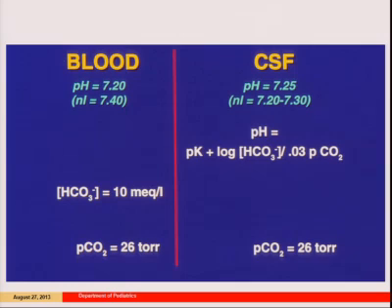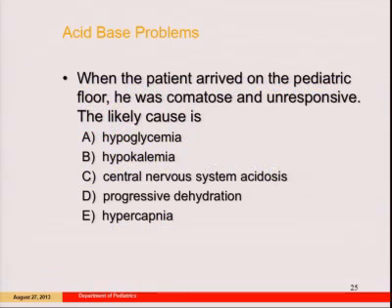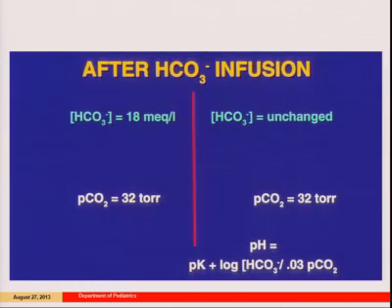is 10 and the PCO2 is 26, things are okay, but then suddenly you give an infusion of bicarb very rapidly. What happens when you infuse bicarb rapidly? What happens is you slow down your rate of breathing. So your PCO2 goes up.